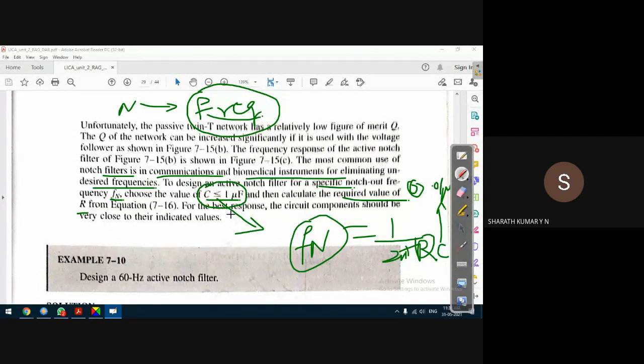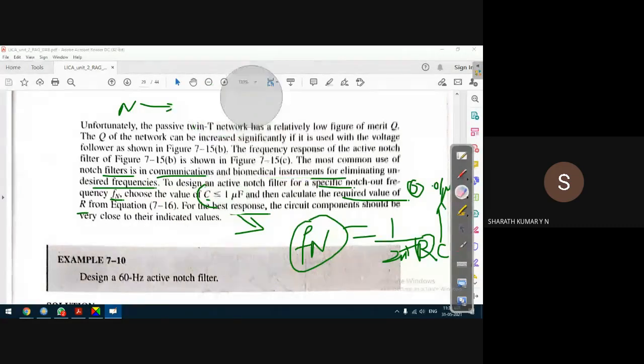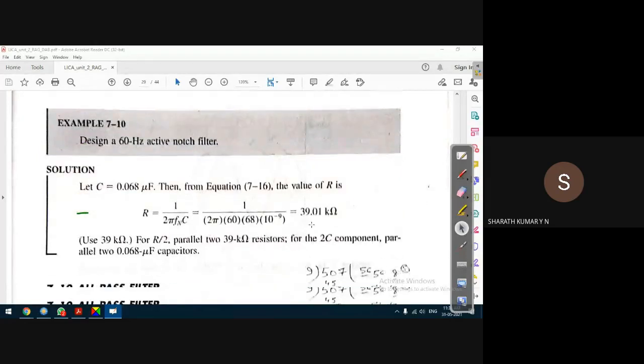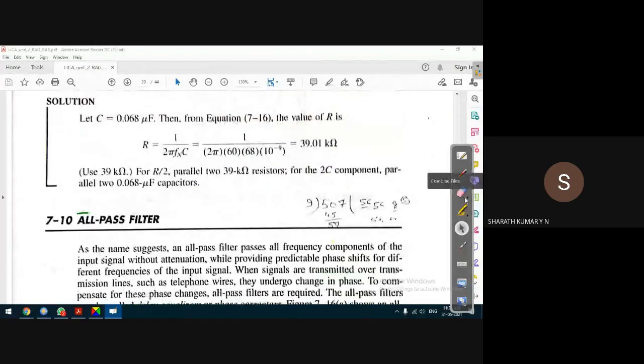Okay. So for the best response, the circuit components should be very close to their indicated values. That means the standard values we select should be very close to the calculated value, so that we can achieve the best response from the notch filter, that is, a narrow band-pass, band-reject filter. One example: C is equal to 0.068 microfarad, because as I said, the capacitor value should also be a standard value.